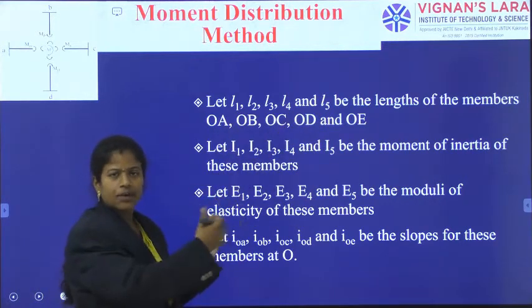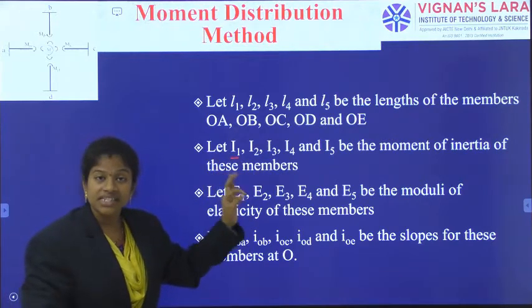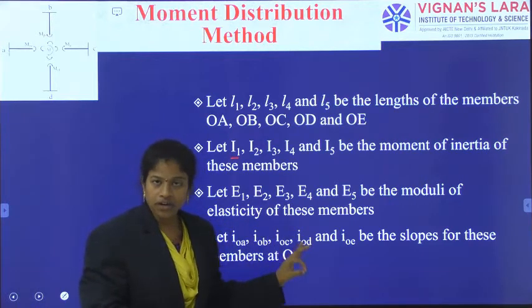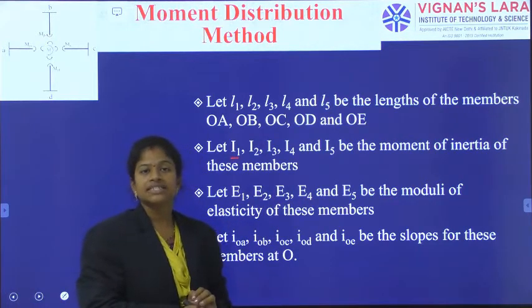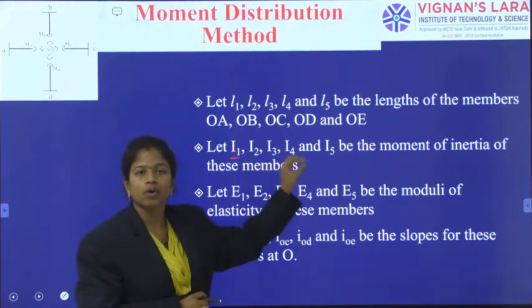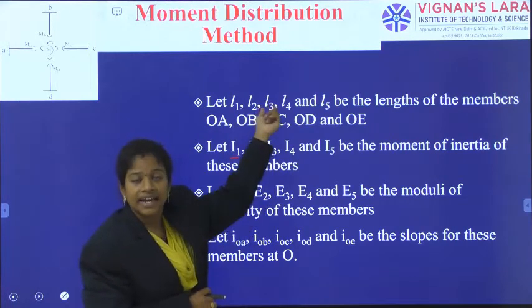Either you can write OA, OB like this also, and also I1, I2, the moment of inertia of each segment. I am giving everything different. I am not at all considering that the length of the segments is the same or the moments of inertia are the same. Every member can have its own properties such as Young's modulus, moment of inertia and lengths also.